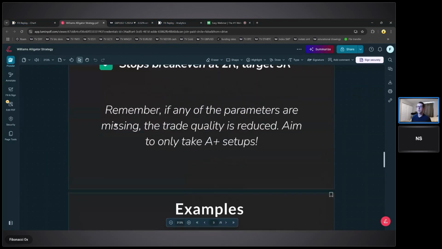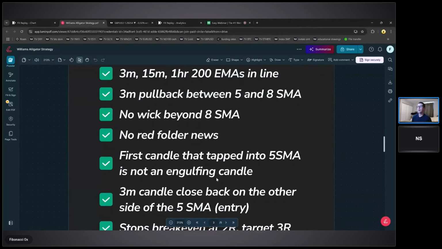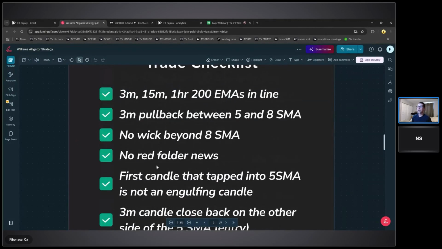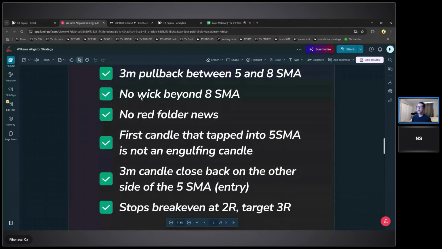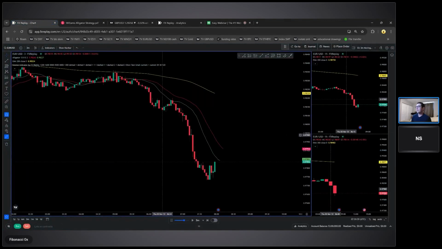But yeah, that's kind of it. And I've got in this strategy PDF that's in the offer section a checklist that you guys can follow as well to make sure that you're following it. So we're going to be doing a little backtesting for this strategy.